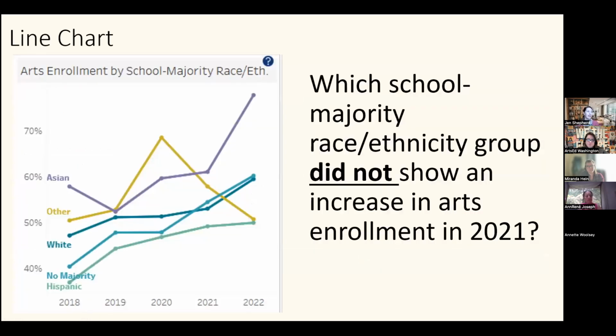So here we're looking at school level race ethnicity. So not of the individual students, but the majority of students in the schools in which they attend. And we've got a couple of different lines for different groups, and we've got a couple of different time points. So given that graph, which of those groups did not show an increase in arts enrollment for 2021? A little bit of chart interpretation.